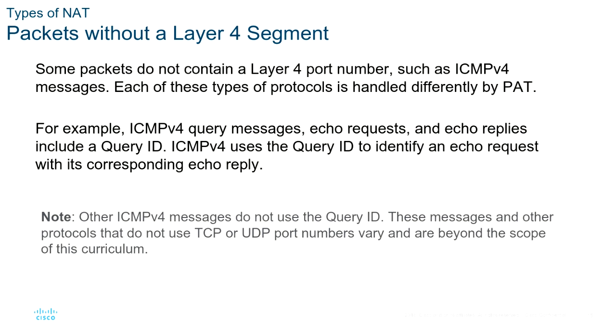Okay, some packets don't have a layer 4 segment. For example, Internet Control Message Protocol, echo request and echo reply are 2 of the things used by that. PAT handles these separately by using a unique query ID number. So beyond the echo request and echo reply for pings to work, there's some other stuff that goes beyond the CCNA, so we shouldn't have to worry about that.